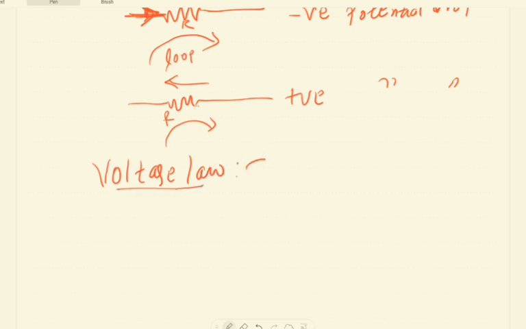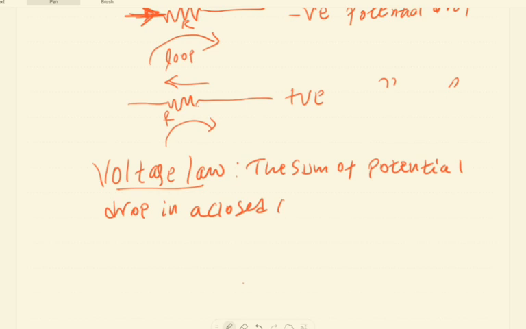The sum of potential drops in a closed circuit is 0.